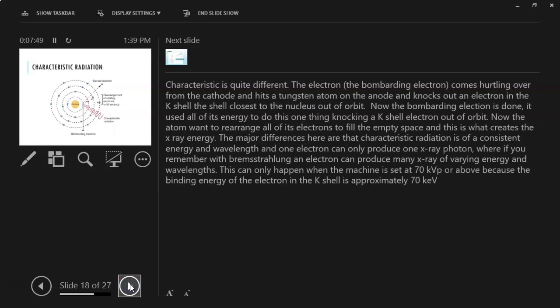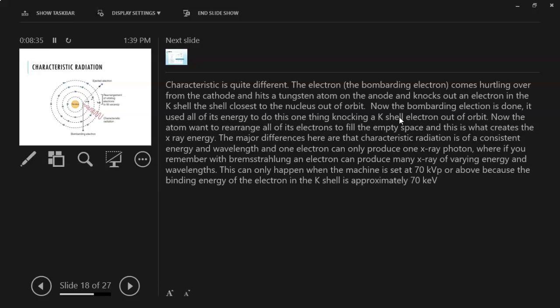Characteristics. So we have Bremstrom, characteristic. Characteristic is quite different because the bombarding electron, that's what we're calling what flew off of the cloud, comes hurtling over from the cathode, hits the tungsten atom on the anode, and comes in full contact with an electron in the K shell. So a K shell electron gets kicked out. Now the bombarding electron is done. It's totally done. It kicked it out. It used up all of its energy, and that's it.